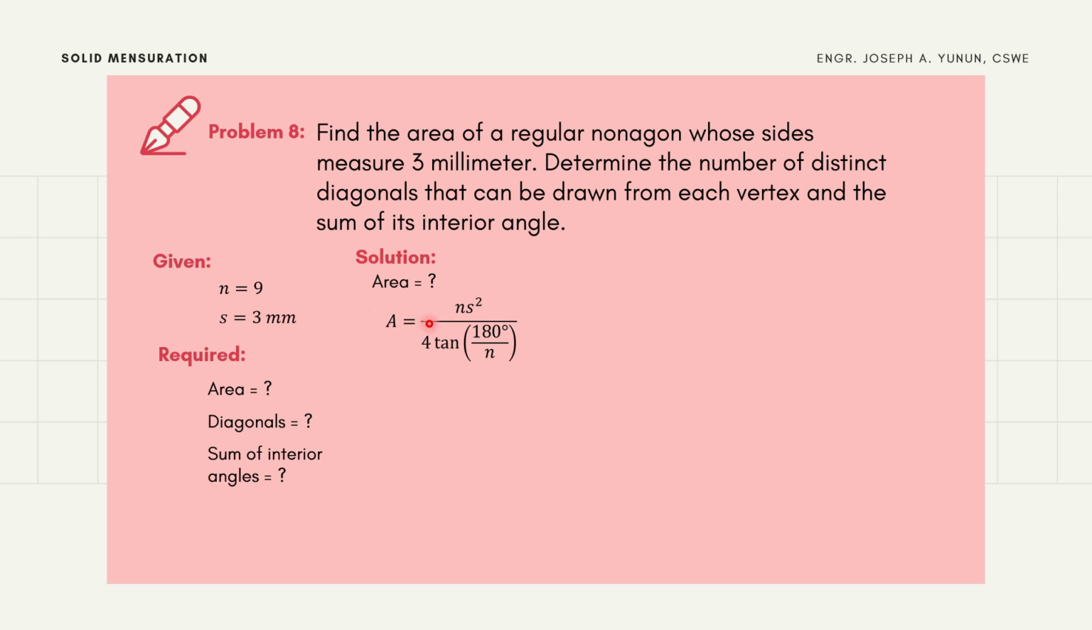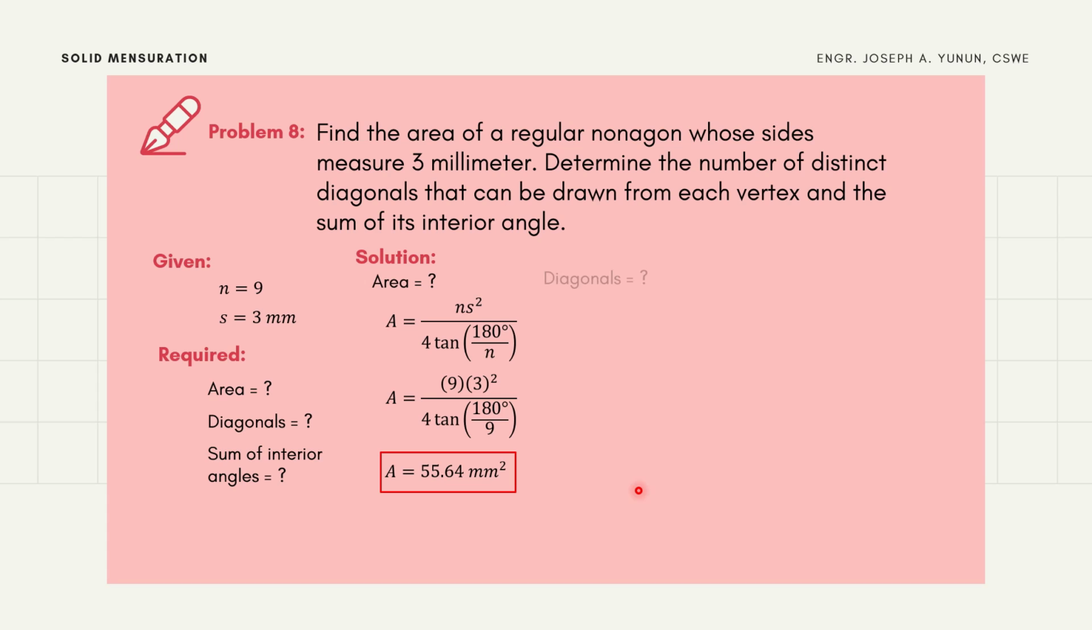In this case, we only have two givens, which are n, the number of sides, and the length of one side. Substituting those values, we get 9 for the number of sides, and the length of one side is 3, squared. Then the denominator is 4 tangent of 180 degrees all over 9. Simplifying that using your calculator, you'll get an area of 55.64 square millimeters.